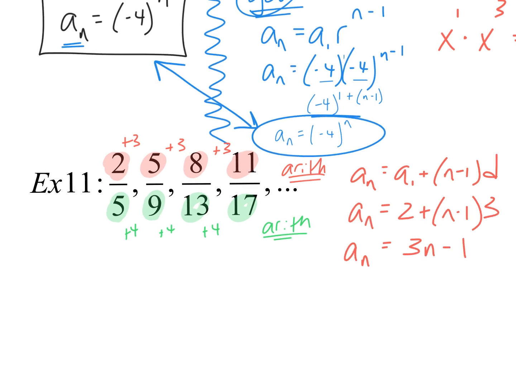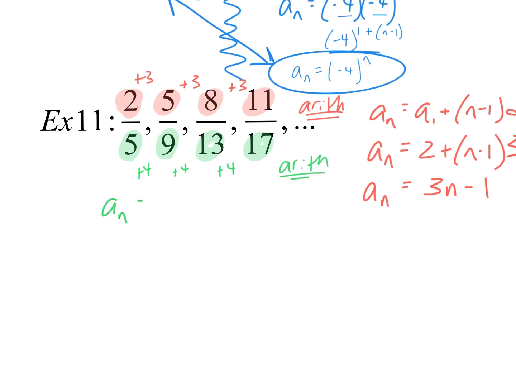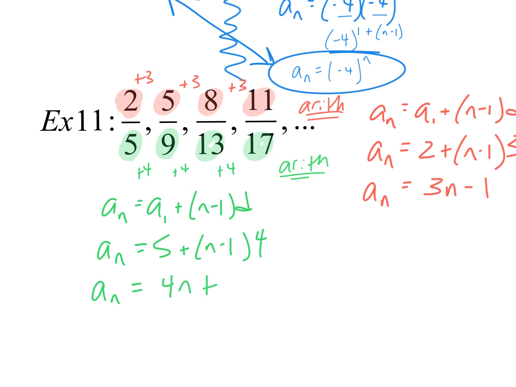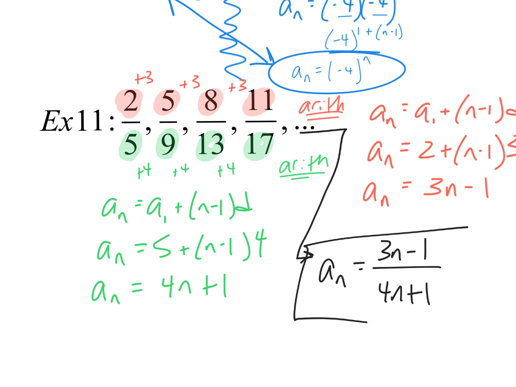Now let's talk about the denominator. I'm going to do the same exact thing. a sub n equals a sub 1 plus n minus 1 times d. In the denominator, my first term is 5. My difference is 4. So I'm going to simplify that, and I'm going to get 4n plus 1. Therefore, my formula for this entire fraction: I'm going to put the 3n minus 1 on the top, and I'm going to put the 4n plus 1 on the bottom.